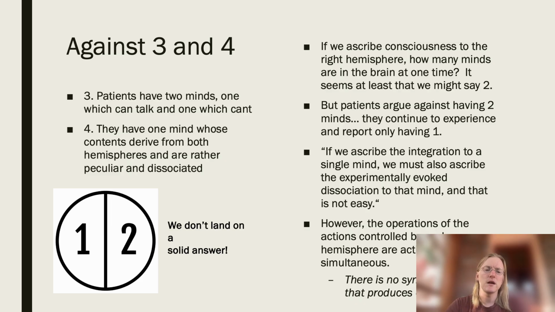So what Nagel does is he says, look, it's not that patients have two minds and one which can't talk, because it looks like in normal everyday life the patient has one mind, of course, and they report having one mind. However, in the experimental conditions, it doesn't quite look like they have one mind, it looks like they have two. And so Nagel doesn't give us reasons to think that either of these answers is wrong, but rather suggests that both of them seem right. And inasmuch as both of them seem right, they make each other implausible. As he says, if we ascribe the integration to a single mind, we must also ascribe the experimentally evoked dissociation to that mind, and that is not easy.